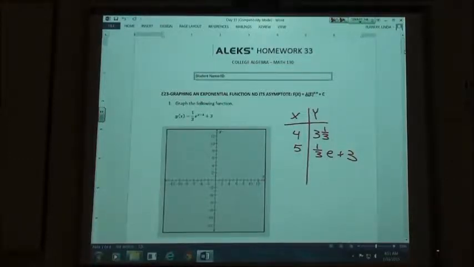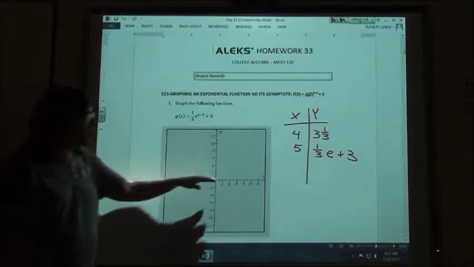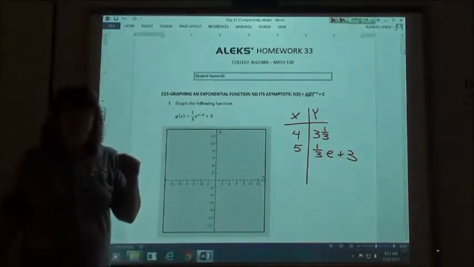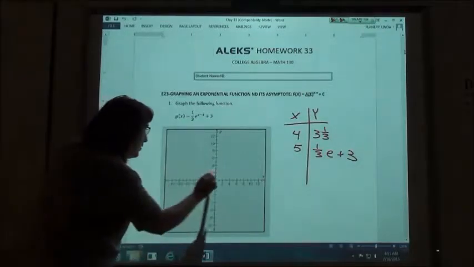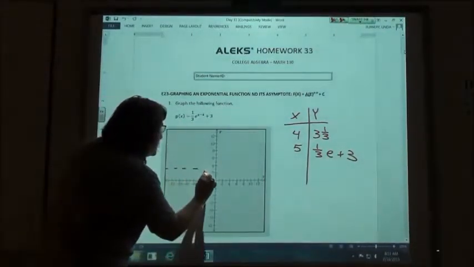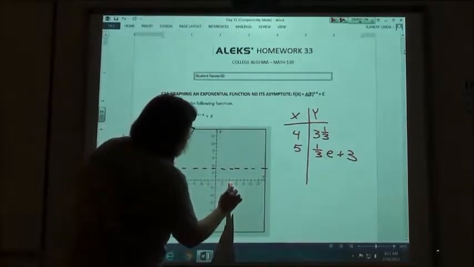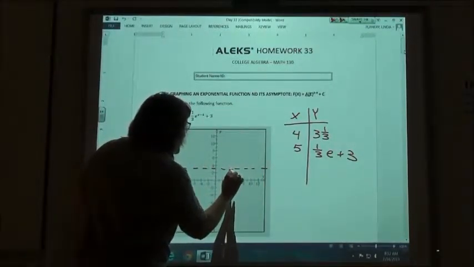Our asymptote, normally our asymptote is along the x-axis, but since this graph is going to shift up 3, our asymptote is going to be at 3. So I'm just going to draw my asymptote in there. 4 is at 3 1/3, so it's just a little bit above that.